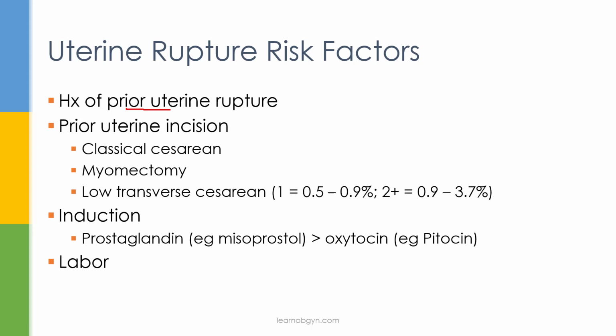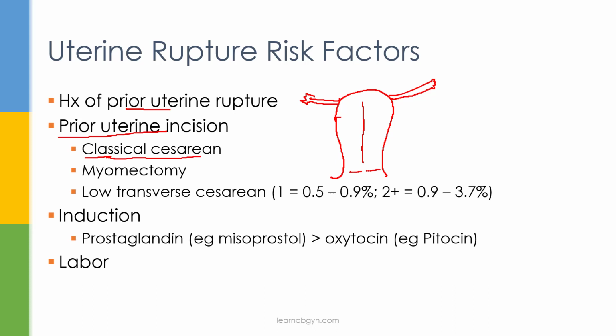The other main risk factor is a prior uterine incision. The incision type classically associated with uterine rupture is a classical cesarean section. So if this is your uterus over here, usually what we do is a low transverse cesarean section where the incision is down here on the lower uterine segment. But with a classical cesarean section, a vertical incision is done, which starts off near the fundus and goes down towards the lower uterine segment. A classical cesarean section increases the risk of a uterine rupture so much that these patients are not allowed to labor after a classical C-section.